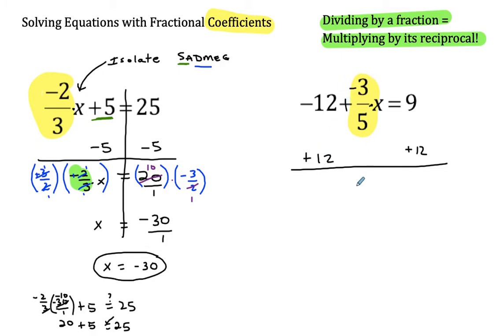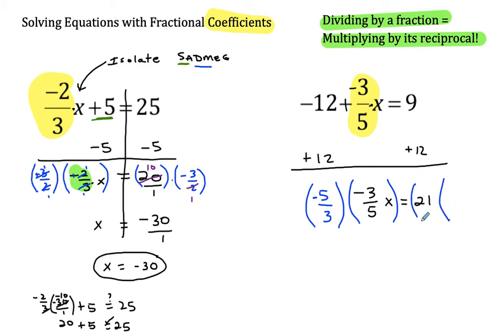And the 12s will cancel out, so I'm going to bring down my negative 3/5 x is equal to 21. So now I need to undo multiplying by this fraction. So I'm going to do the opposite of multiplying by the fraction, which means I'm going to multiply by the reciprocal. So I flip the fraction, and it's negative, so I keep the negative sign. Do the same thing on the other side. 5 over 3. And I'm going to write this 21 as just over 1.